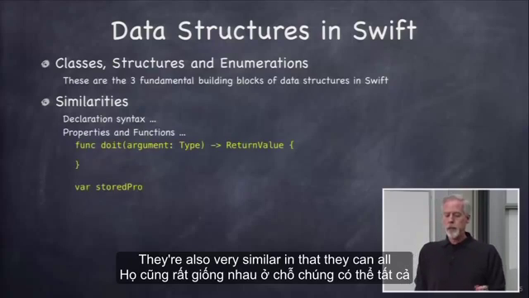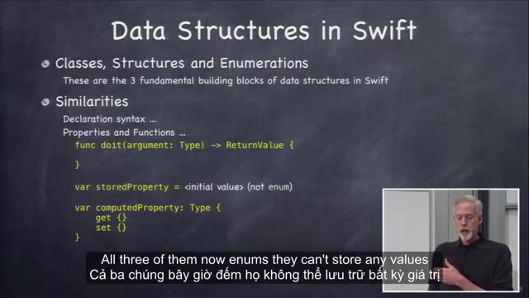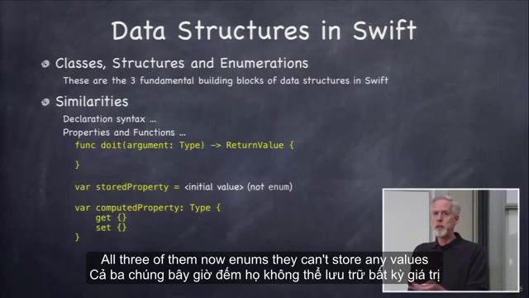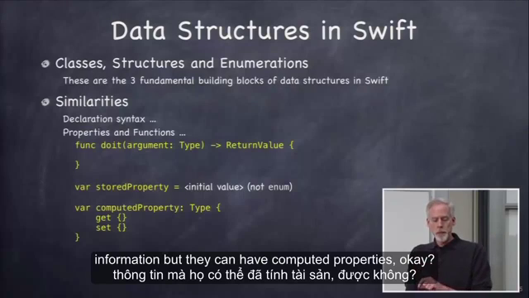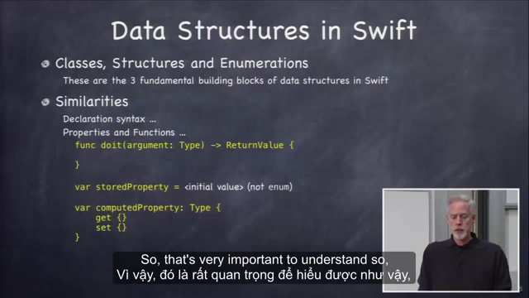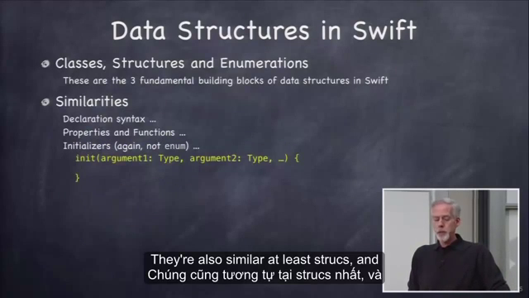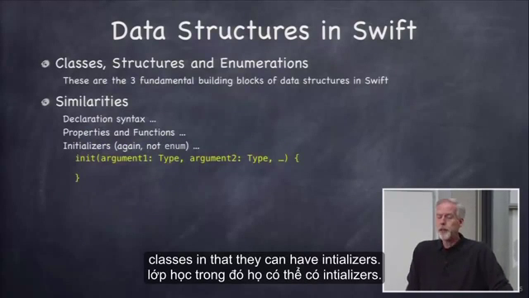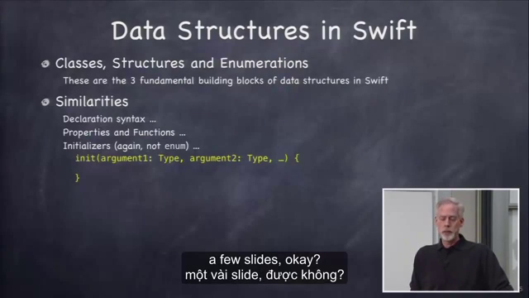They're also very similar in that they can all have properties and functions. All three of them. Now enums, their properties can't store any values. You store the values in an enum in that associated information, but they can have computed properties. And all three of them can have functions. So it's important to understand they're very similar in that way. They're also similar, at least structs and classes, in that they can have initializers. And we're going to talk about initializers in detail in a few slides.